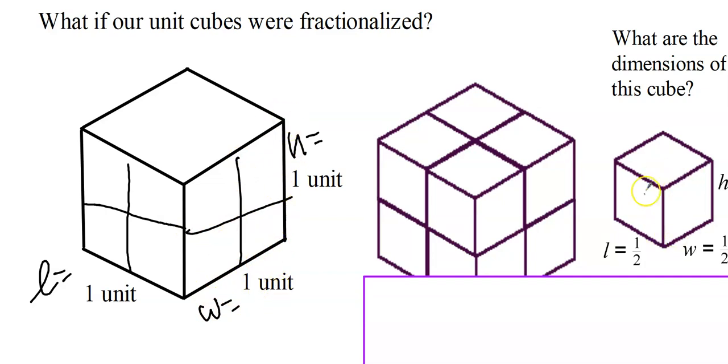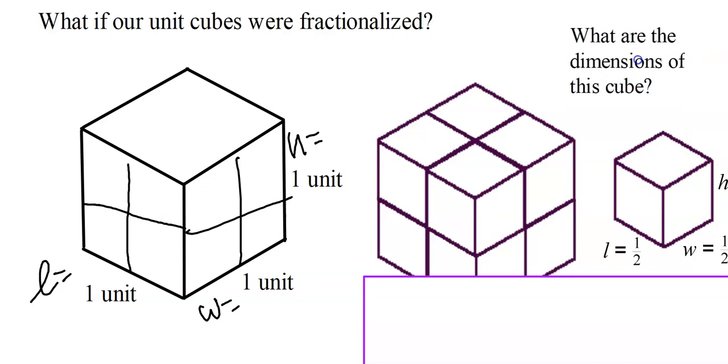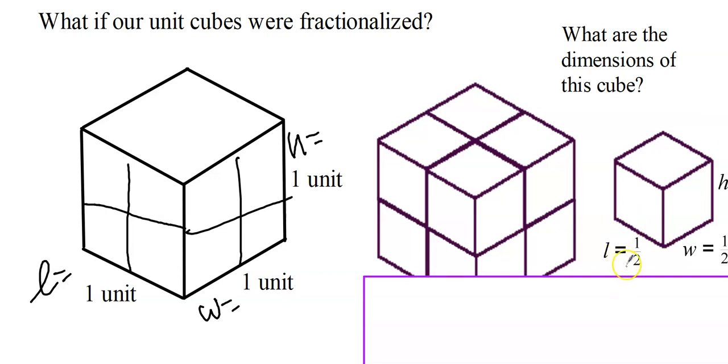So if I take this little cube out, what I want to know is, what are the dimensions of this cube? Well, hopefully you're seeing that because I took something that is 1 in length and cut it in half, the dimension of the cube is 1/2 and 1/2 and 1/2. Let's move the height over here so that you can see it. So the height is 1/2. The length is 1/2, the width is 1/2, and the height is 1/2. It's 1/2 of what it used to be.